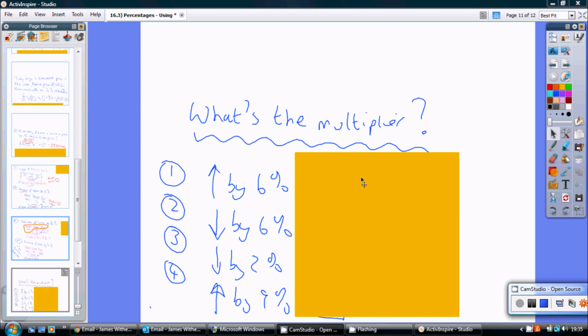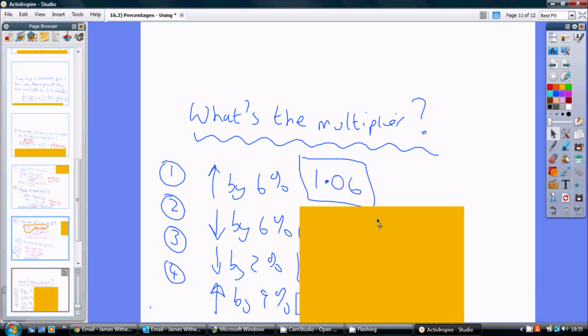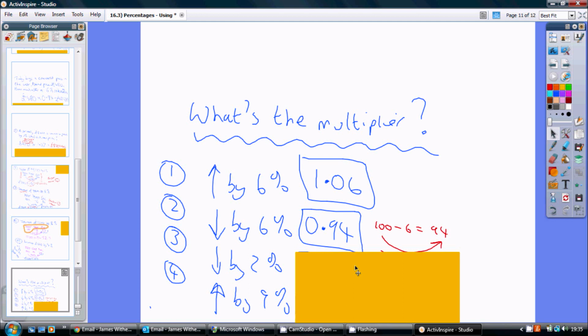So an increase by 6%, 100 add 6 is 106, so the multiplier is 1.06. Decreasing by 6% is going to be 100 take away 6, which is 94%. 94 out of 100 is 0.94. Decrease by 2%, 100 take away 2 is 98, so 0.98. And an increase by 9%, 100 add 9 is 109, so a multiplier of 1.09.